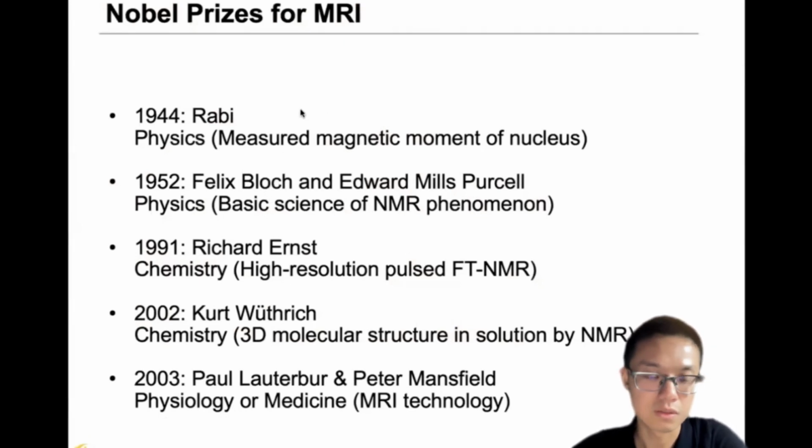MRI can be considered one of the great inventions for medicine. It helps the doctors see the internal structure, especially the soft tissue, very clearly, and make very accurate diagnosis and treatment. These are some of the Nobel Prizes associated with MRI. You can see there are a couple of Nobel Prizes for this type of technology.